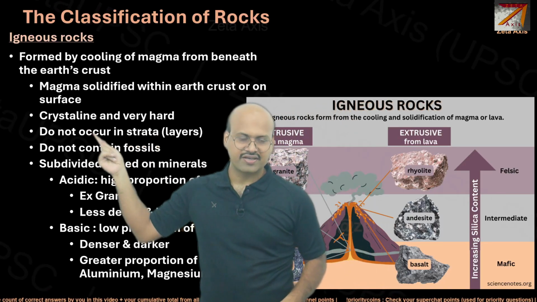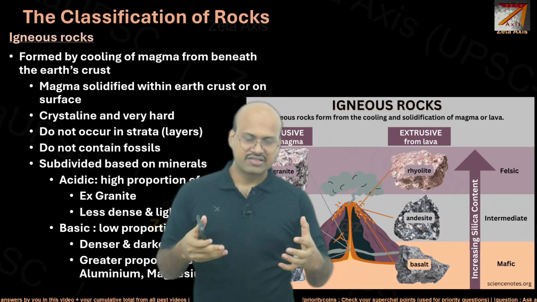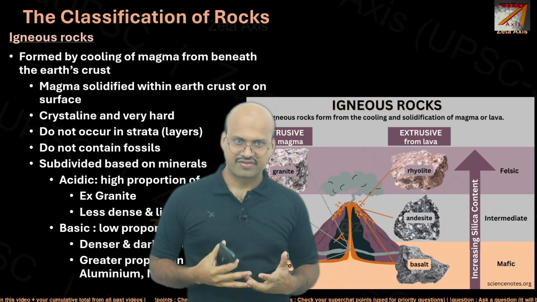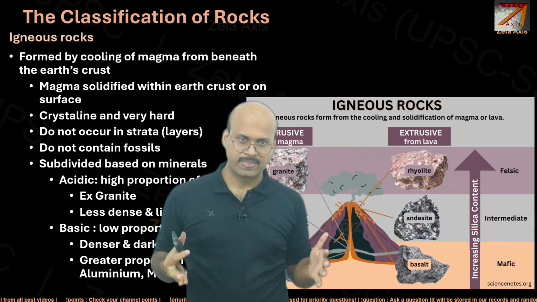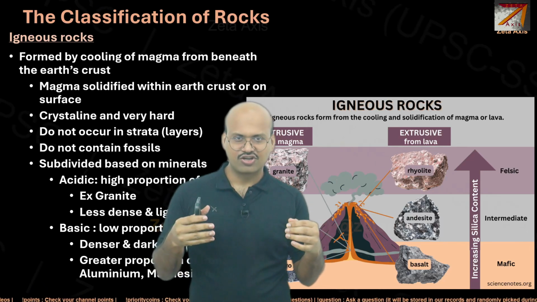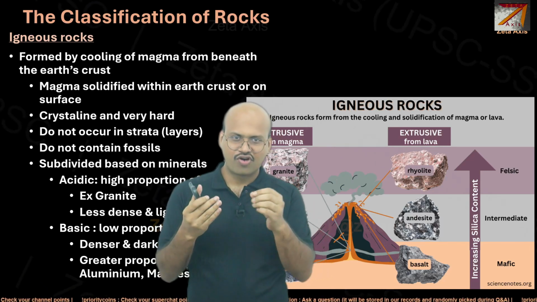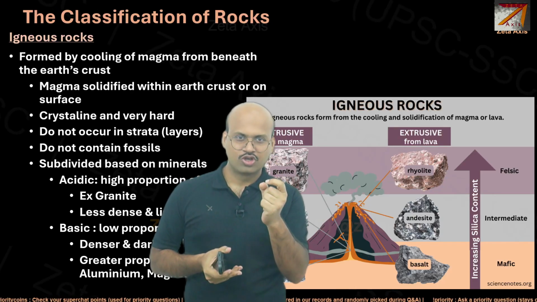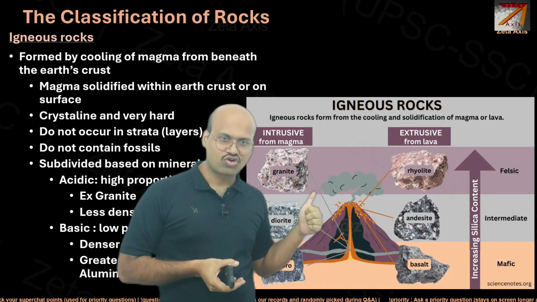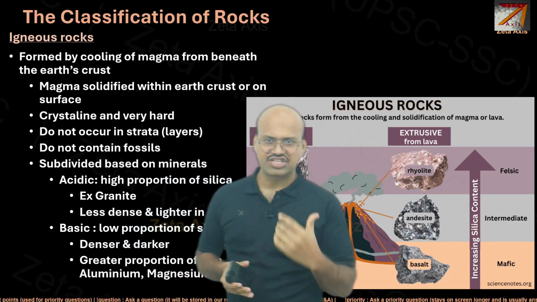Why are they crystalline? Because the minerals are in a molten state, and when they come up or slowly cool down, the minerals start to deposit. They come together and form crystals. That is why the igneous rocks have a crystalline structure.